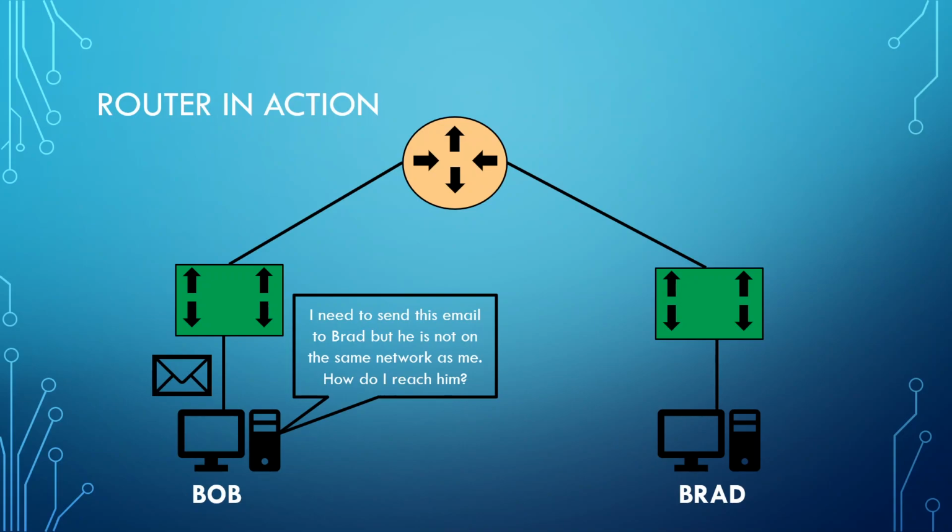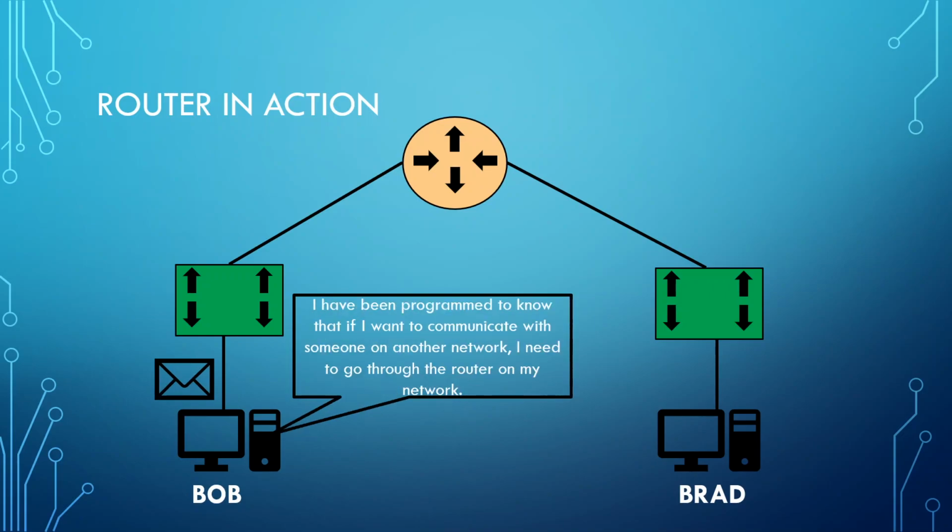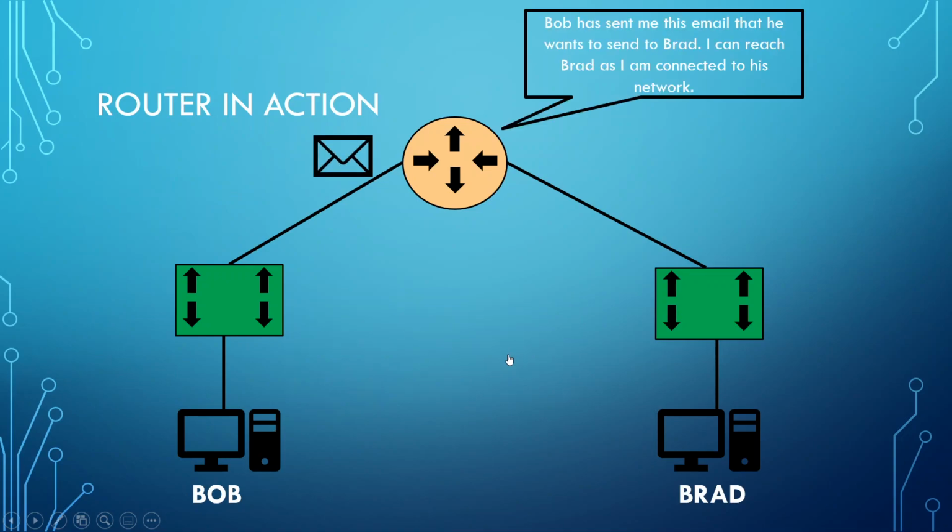In this example, Bob needs to send an email to Brad. He's thinking, I need to send an email to Brad, but Brad is not on the same network as me. How do I reach him? And then Bob realizes, okay, I've been programmed to know that if I want to communicate with someone on another network, I need to go through the router on my network in order to reach Brad. So the next thing I'm going to do is send this email all the way to my router, as my router will know how to reach Brad. I've been assured of this.